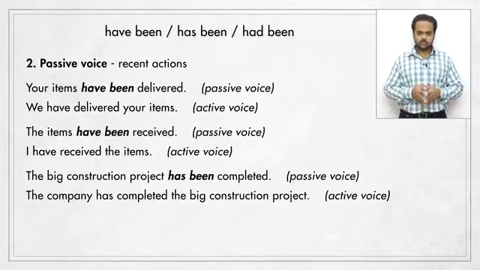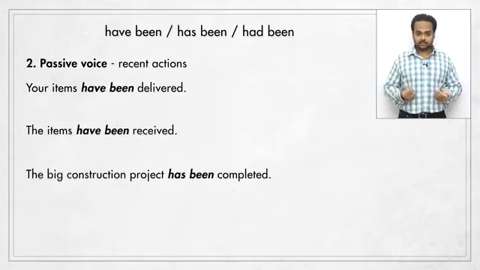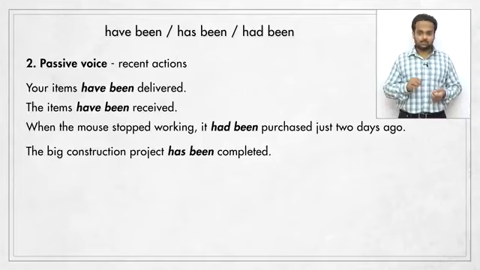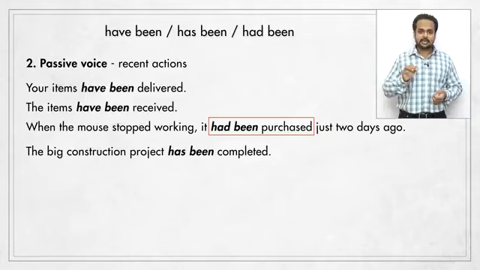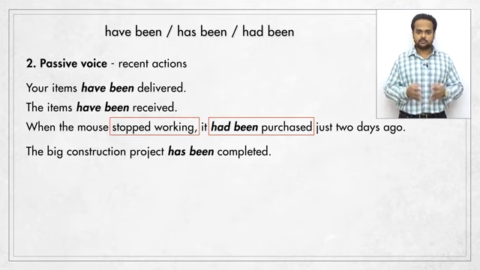Again, we only use it if there were two actions or events in the past. Remember the mouse that I bought online? Unfortunately, 2 days after I got it, it stopped working. Such a shame. So now I can say, when the mouse stopped working, it had been purchased just 2 days ago. Notice that we indicate the first event with had been. It had been purchased just 2 days ago. And the second event with just the simple past tense. The mouse stopped working. With had been, you can mention the time, 2 days ago.